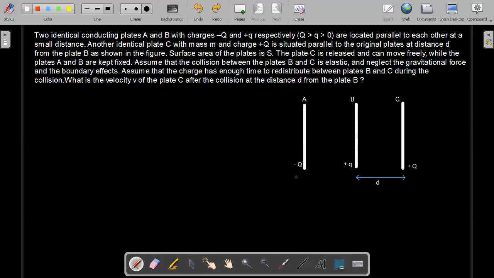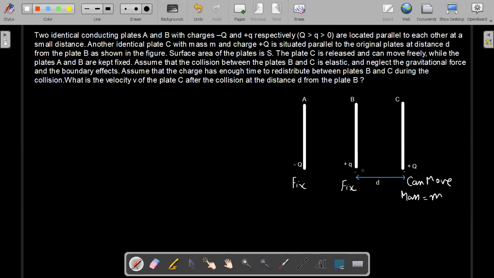It is given that plate A is fixed in its space, plate B is also fixed, whereas plate C can move. Further, it is given that the collision between plate C and plate B is perfectly elastic, and the mass of plate C is given as small m.